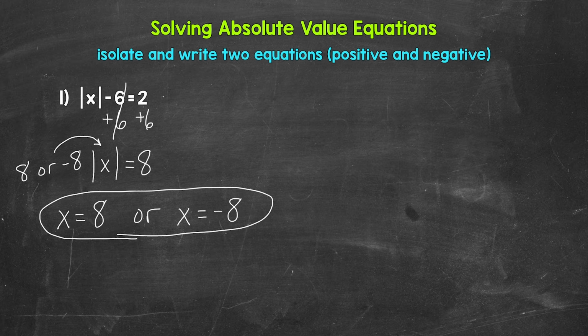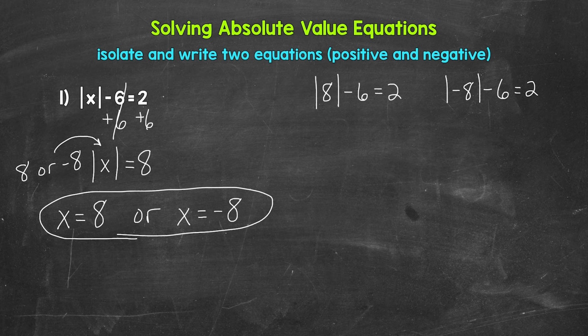Now, in our other examples, we will have to go through additional steps in order to isolate the variable. So you'll see what that looks like again as we go through our other examples. Now, once we have our solutions, we can check them by plugging them into the original equation. So let's come to the side here. So we have x equals 8. So plug in 8 for x. So the absolute value of 8 minus 6 equals 2. And then we have x equals negative 8. So the absolute value of negative 8 minus 6 equals 2.